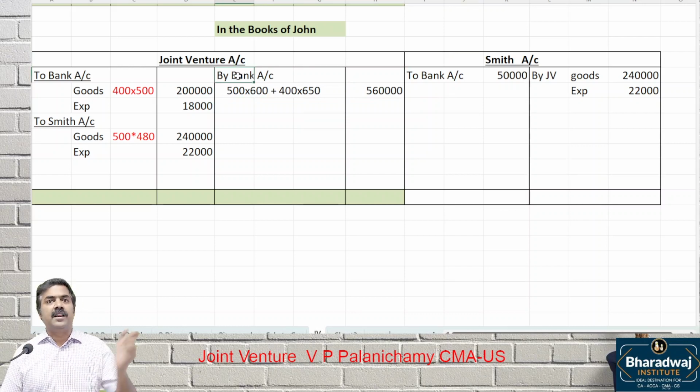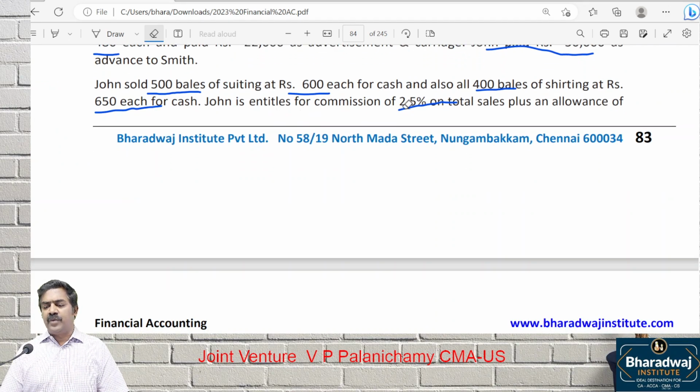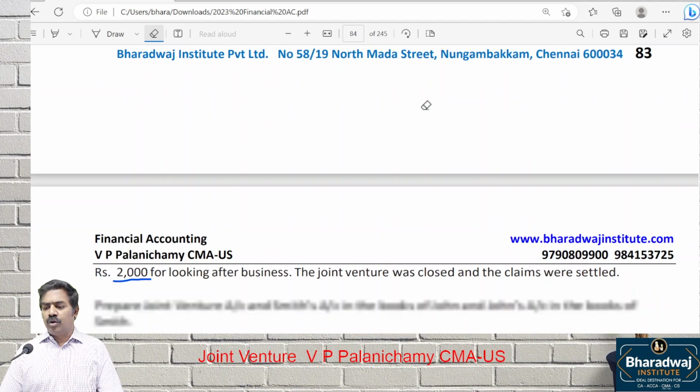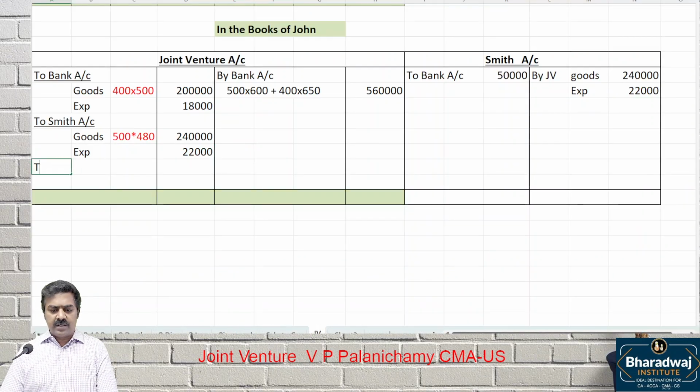If Smith sold, how would you have entered it? By Smith account, like that. Here, by bank account because we collect the money. We are in the books of which one? John. Next. What is the next one? John is entitled to a commission of how much? 2.5% of sales plus an allowance of how much? 2,000 rupees.